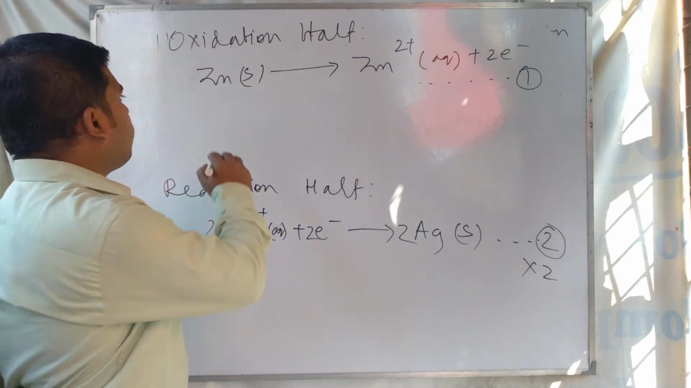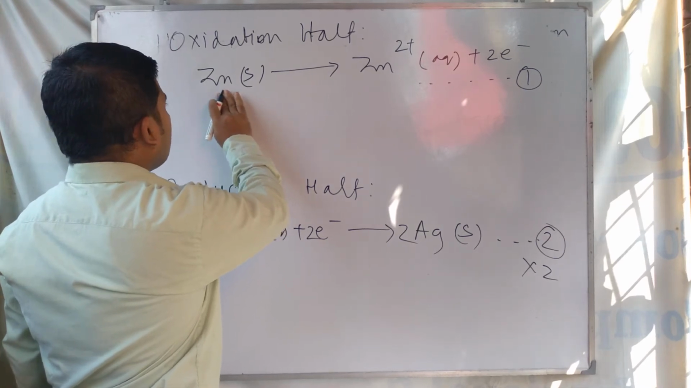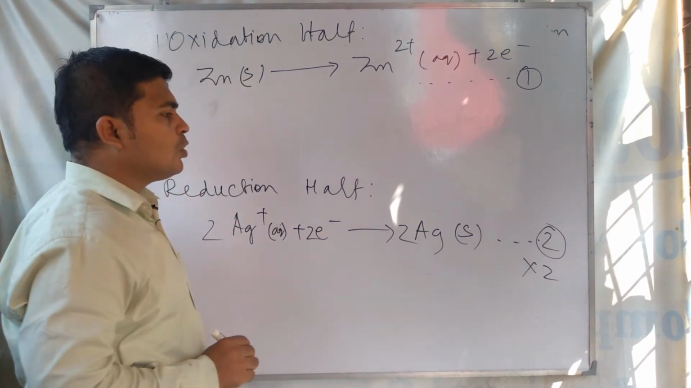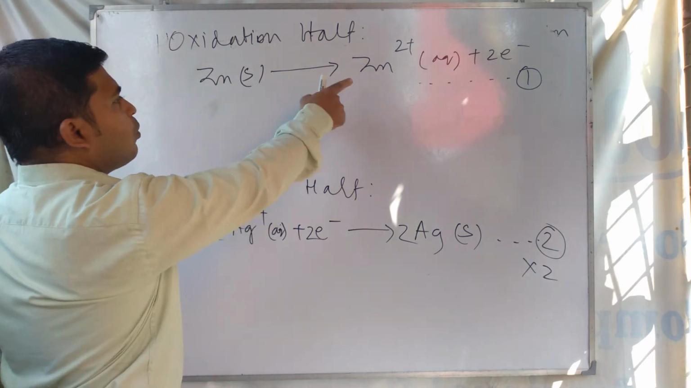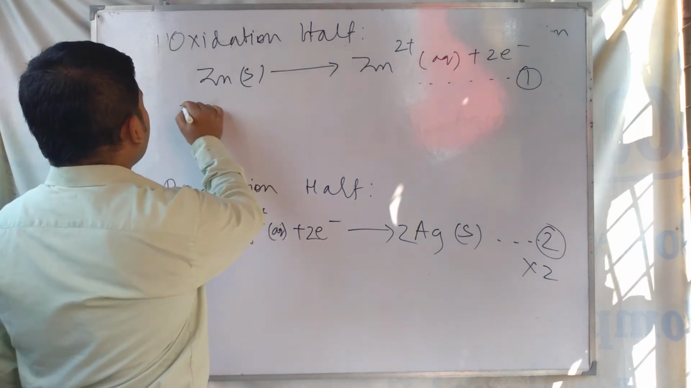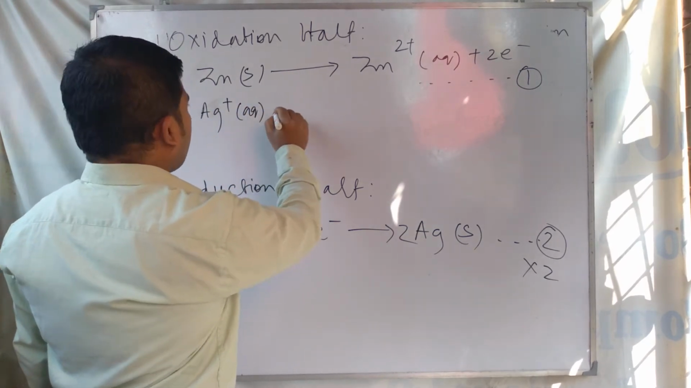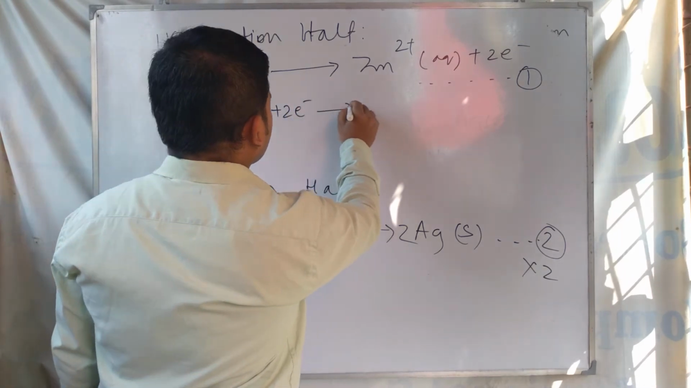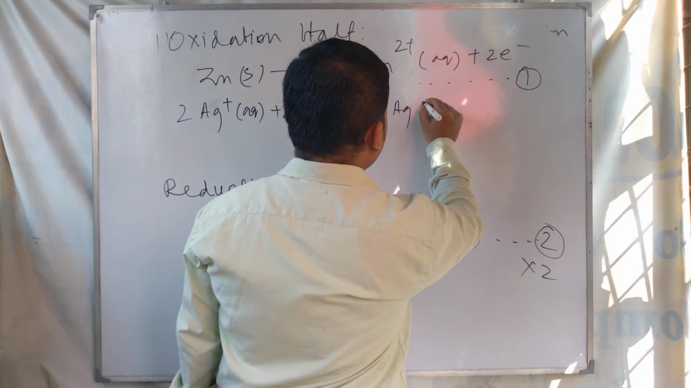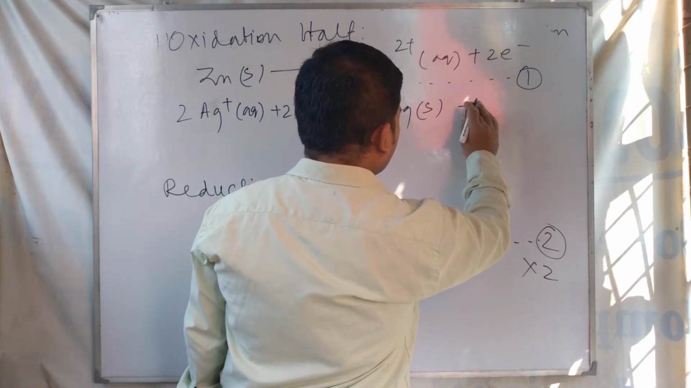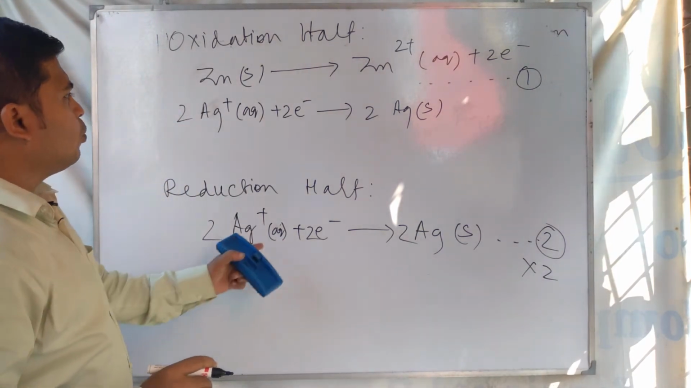And after that, what we have to do right now is add these two equations, equation 1 and equation 2. This one is equation 1, and equation 2 is this one: 2 Ag+ aqueous plus 2 electrons to 2 Ag solid. So this one is equation number 2.